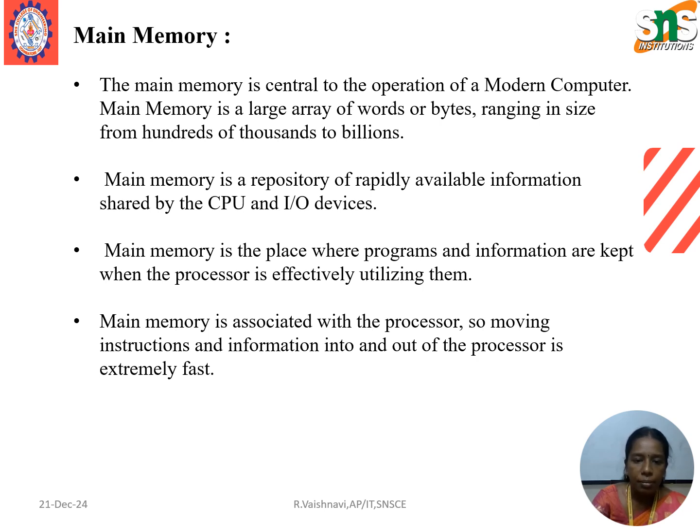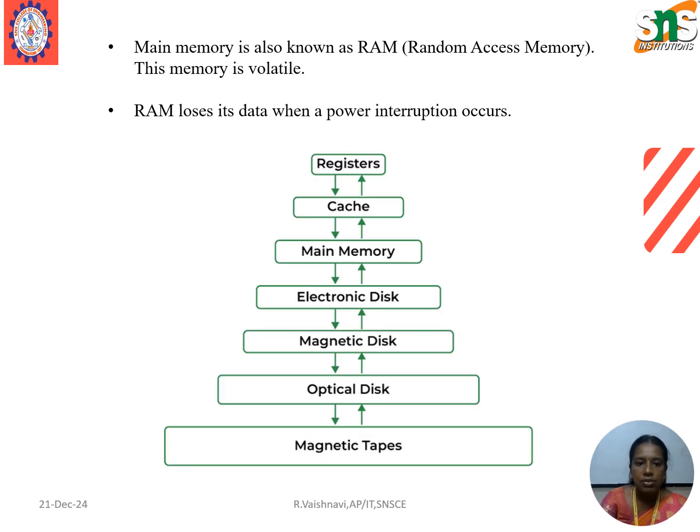Next one, the main memory is the place where the programs and the information are kept when the processor is effectively utilizing them. Next one, main memory is associated with the processor, so moving the instructions and information into and out of the processor is extremely fast. Next one, the main memory is also known as the RAM, that is random access memory. This memory is volatile. The RAM loses its data when a power interruption occurs.